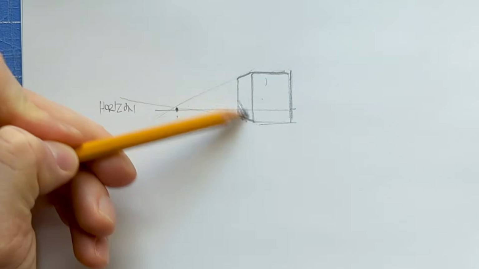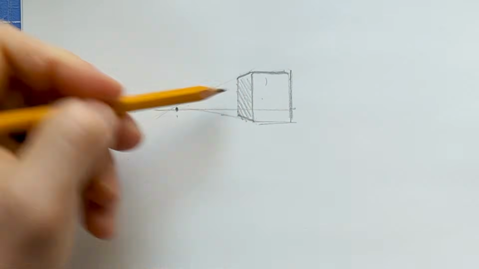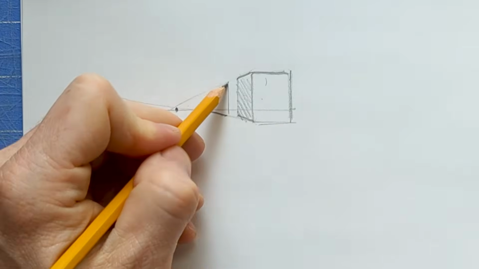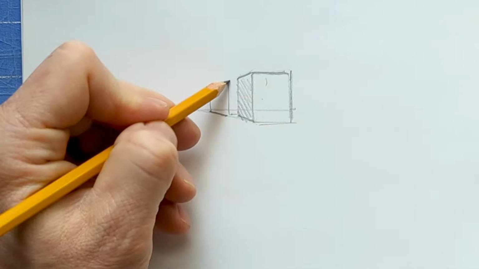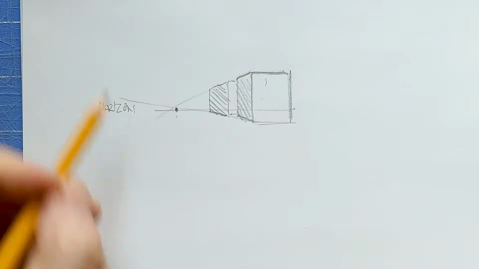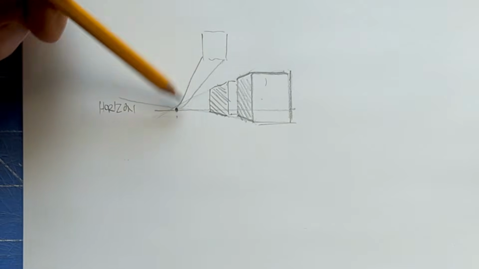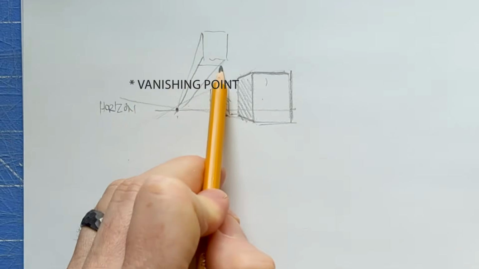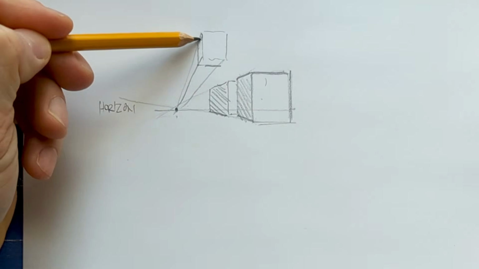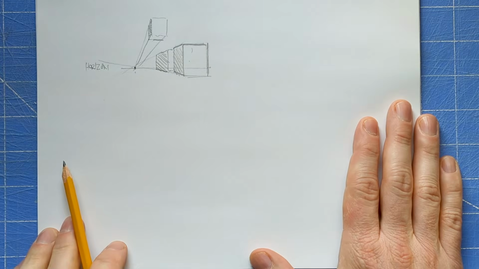I can continue to draw a square in perspective using those perspective lines. And it doesn't matter where I draw my shape, I will always follow the perspective lines back to the focal point. Okay, let's move on to the second perspective.